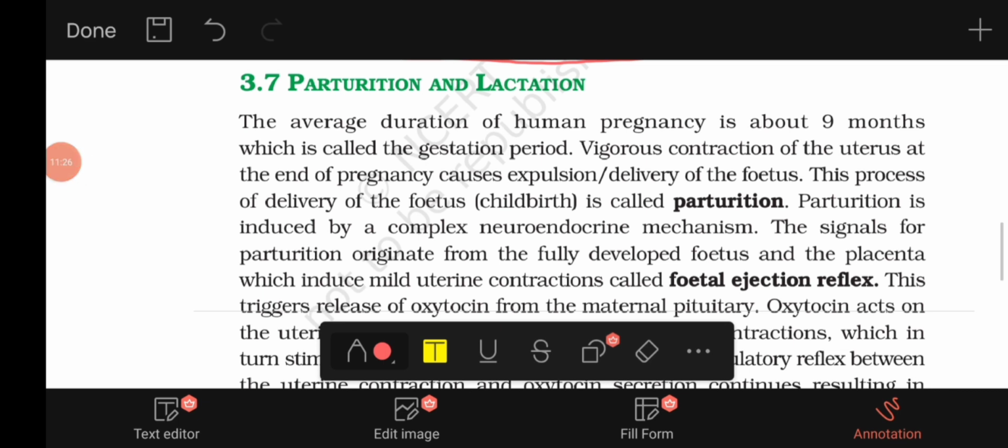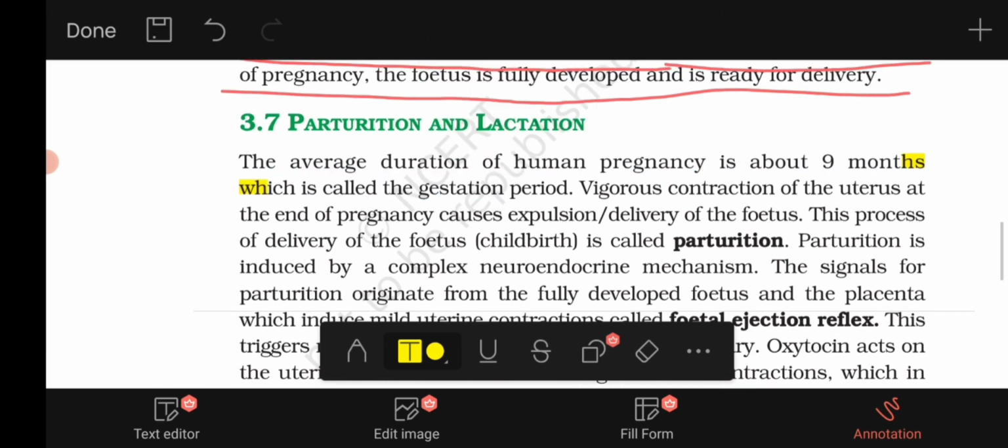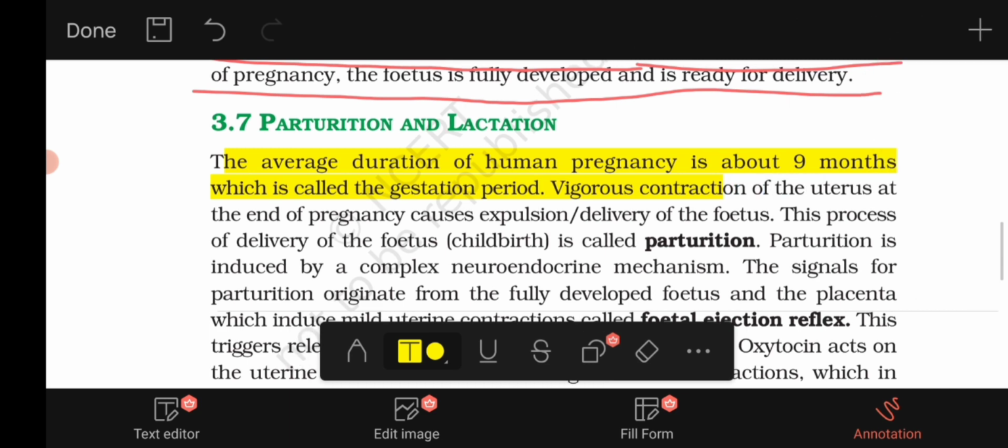Now this is the last part of the lesson, that is parturition and lactation. The average duration of human pregnancy is about 9 months, which is called the gestation period, that is the development of the embryo. Vigorous contraction of the uterus at the end of pregnancy causes expulsion or delivery of the fetus. This process of delivery of the fetus, or childbirth, is called parturition. In this, the middle smooth muscle layer, the myometrium of the uterus wall, is involved.